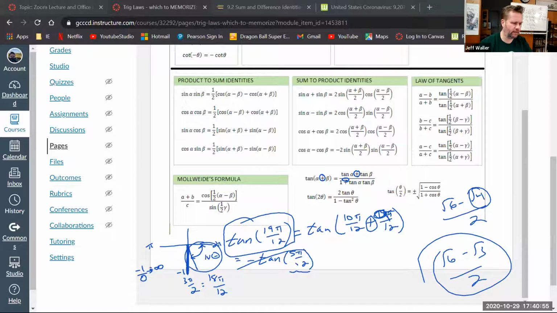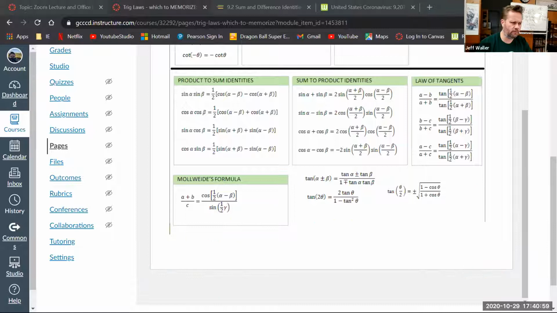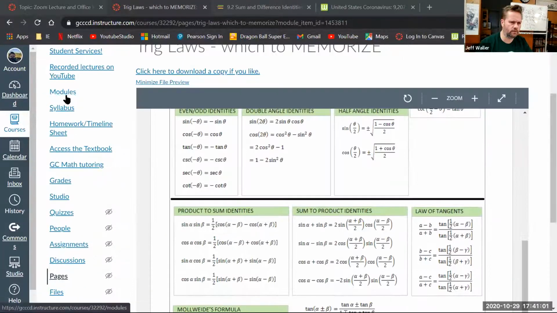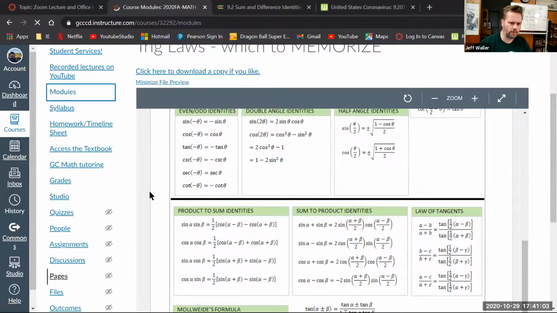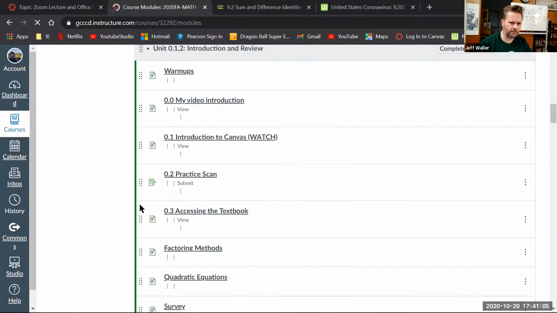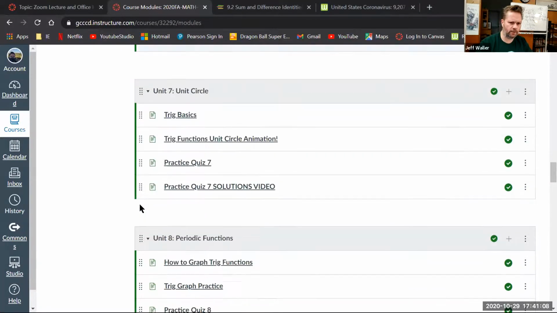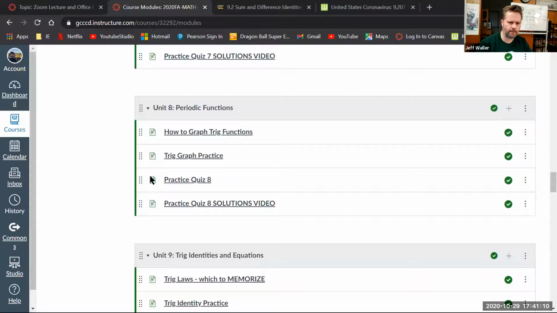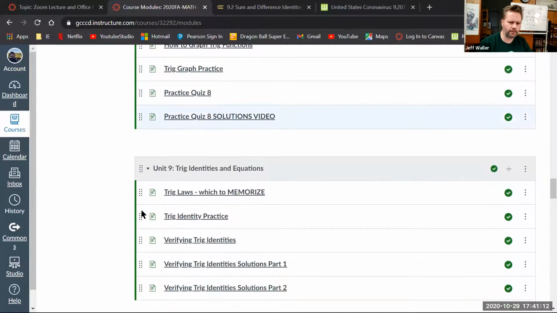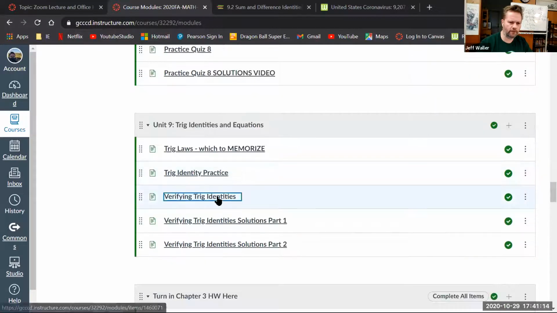How's everybody else? Any other questions, guys? Did anyone notice that I put up something new? I told you guys I was going to look for it. I couldn't find it, so I created a new one. I don't know how much I like this. Where'd it go? Here. Verifying trig identities.